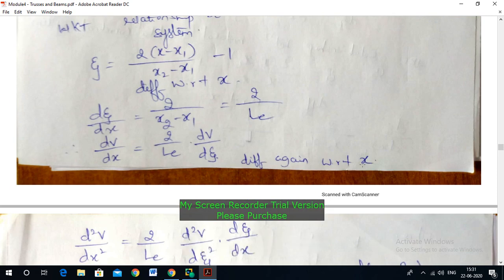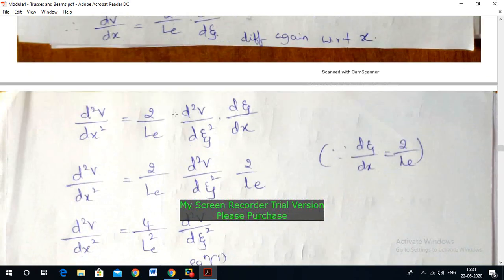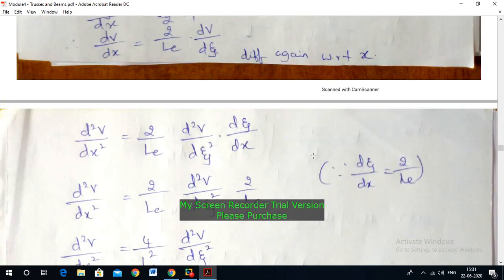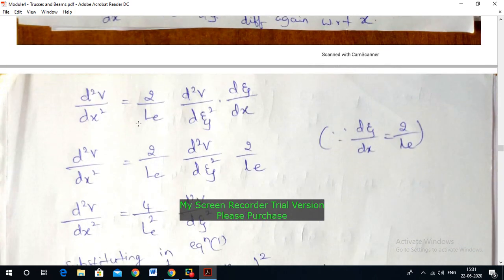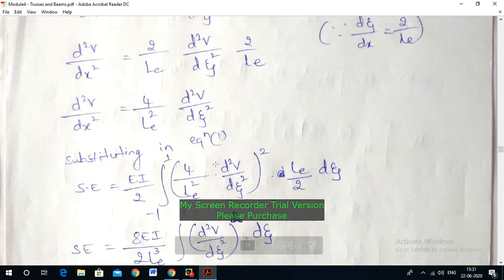Again differentiating this equation with respect to x, because I need d square v by dx square in the strain energy equation, I will get d square v by dx square is equal to 2 by LE into d square v by d zeta square into 2 by LE. That is taken here because d zeta by dx is 2 by LE, which we know already. Substituting here, after differentiating once again, d square v by dx square is equal to 4 by LE square, d square v by d zeta square.